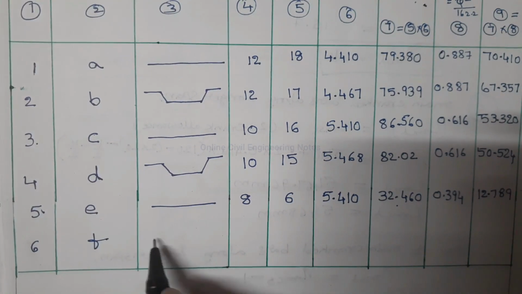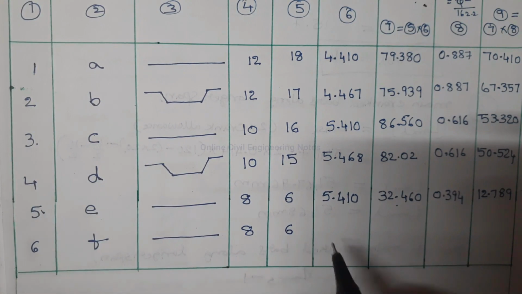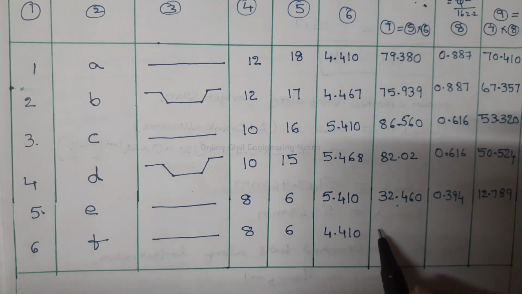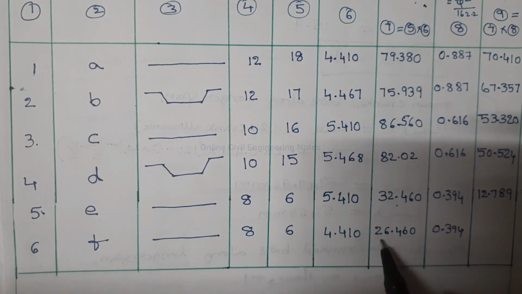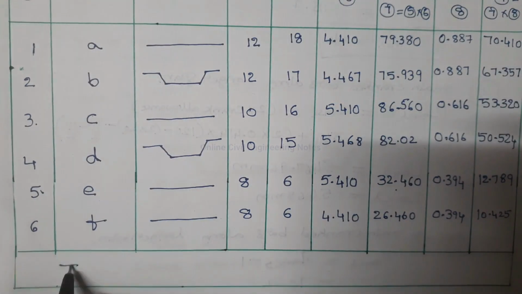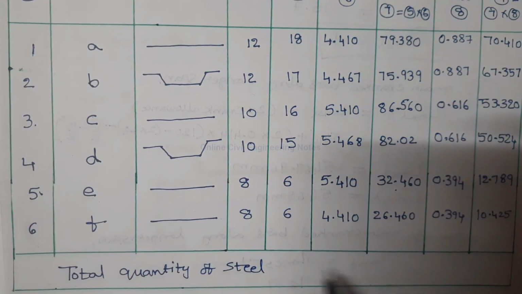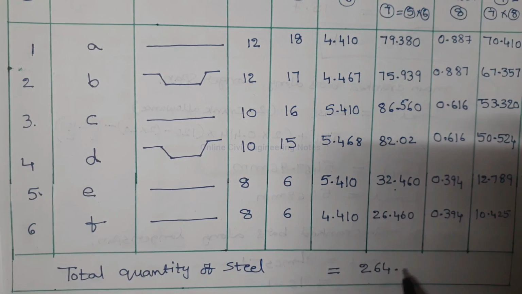Last bar is hanger bar along the longer span. Diameter 8 mm, number of bars 6. Length of hanger bar is equal to length of main straight bar in shorter span, which is 4.410 meters. Total length 6 into 4.41, 26.460 meters. Weight per meter length is equal to 0.394. Total weight is equal to 10.425 kgs. Therefore, total quantity of steel is 70.41 plus 67.357 plus 53.32 plus 50.524 plus 12.789 plus 10.425. Total 264.825 kgs.